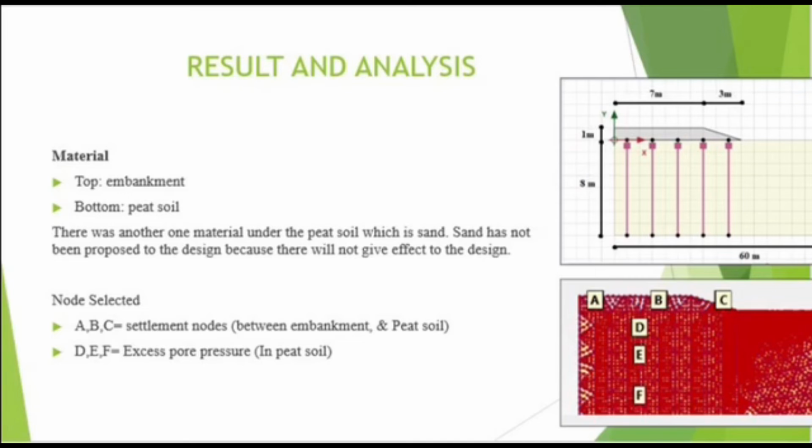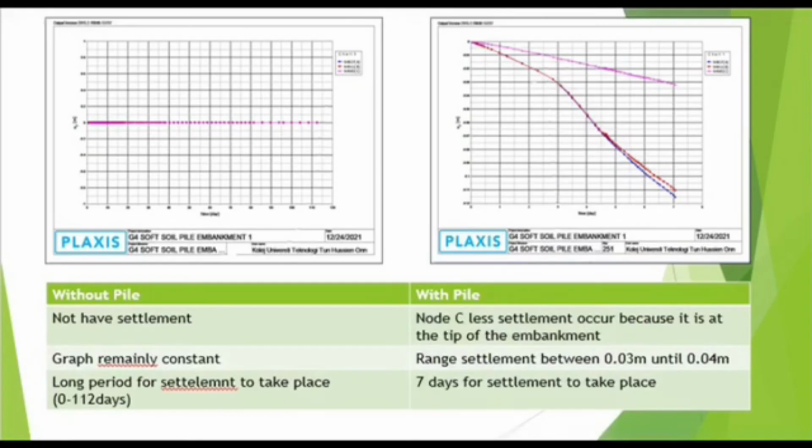So based on the picture below that has red dots, these are the selected nodes. Nodes A, B, C are settlement nodes, which are between the embankment and the peat soil, while nodes D, E, F are for excess pore pressure, which are in the peat soil.